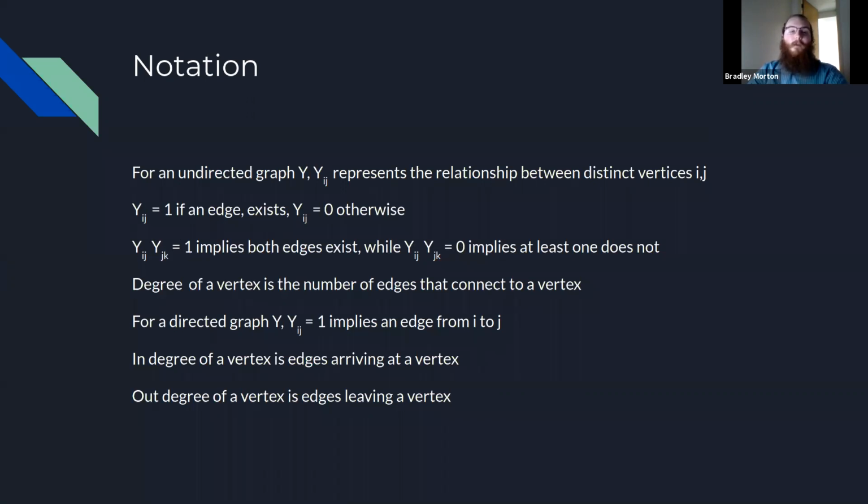We end up getting a little bit different for the directed graph. So if we say we have a directed graph y, yij says that we have an edge going from i to j. However, unlike with an undirected graph, we cannot also say yji equals 1. And the definitions of degree end up being pretty similar. The in degree is how many edges are coming in, and the out degree is how many edges are going out, about what you would expect.